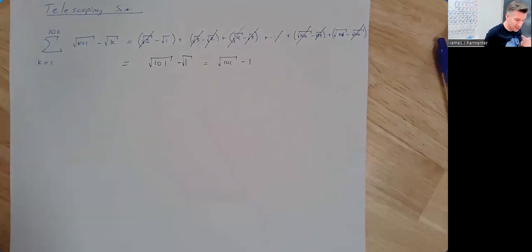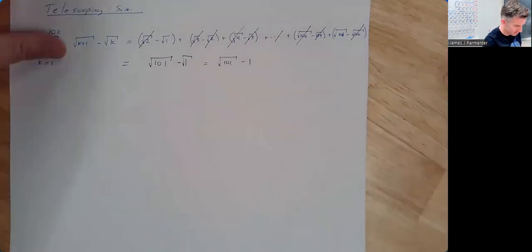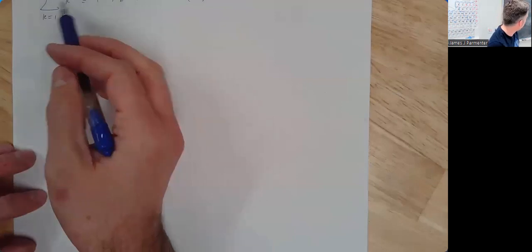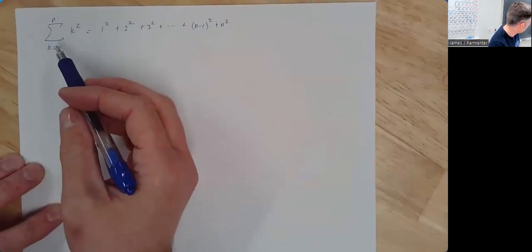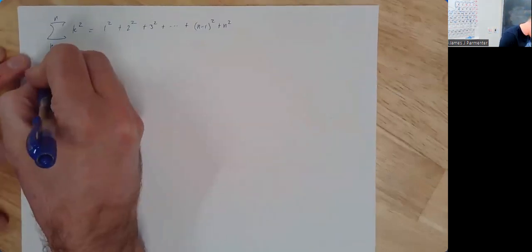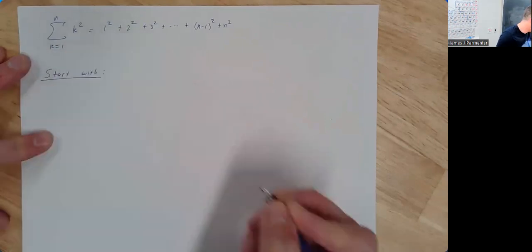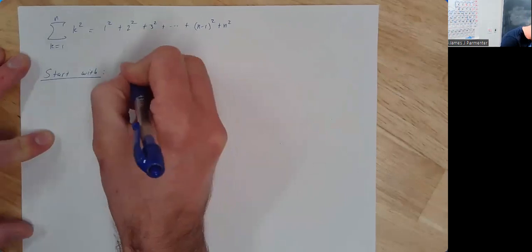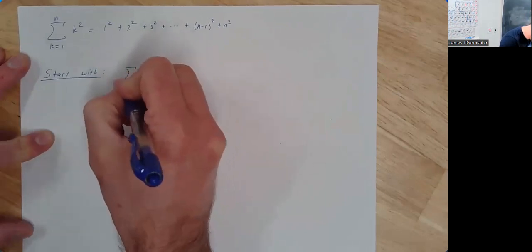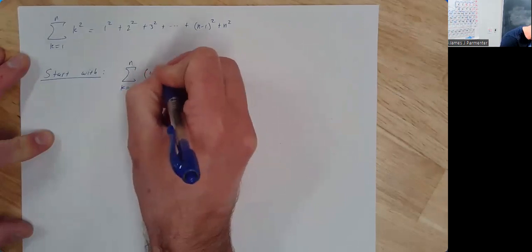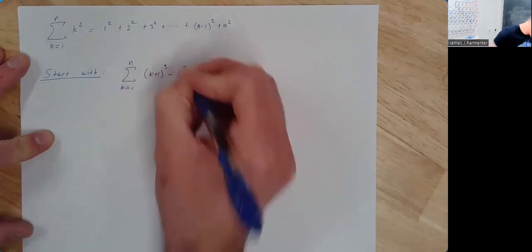So we're going to use this idea to help us calculate this other thing over here. We're actually not going to start by trying to calculate the thing we want to calculate. We're going to start with this. There's a couple different ways to write this, and I like to do it this way. The sum from k equals 1 to n of (k plus 1) cubed minus k cubed.